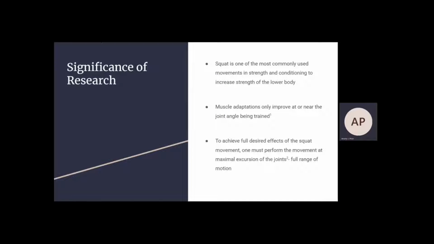The squat movement, which recruits a variety of lower body muscles, is one of the most commonly used exercises in strength and conditioning to increase lower body strength. It has been shown that there is a connection between joint angle and muscle adaptation, and that muscle adaptations only improve at or near the joint angles being trained. This means that in order to increase strength through the full range of motion, exercises must be performed at maximal excursion of the joints. In order to achieve all of the desired effects of a squat, the movement must be performed at full range of motion.